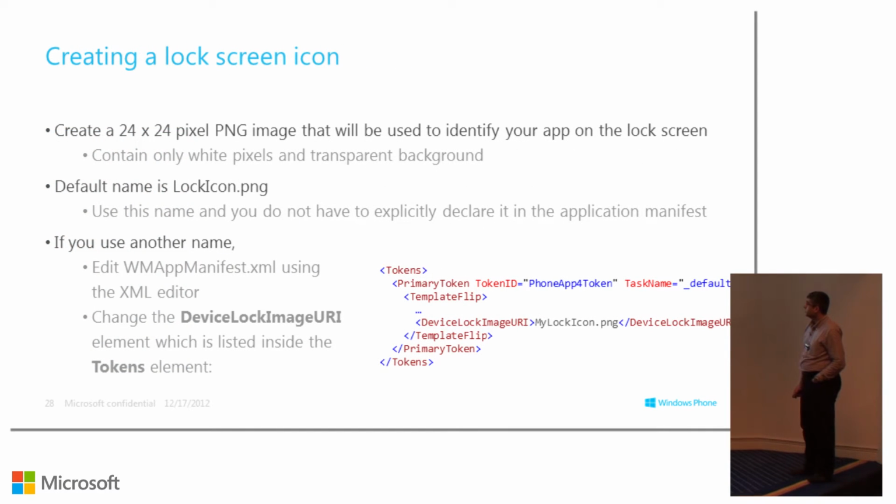Now what if you want to create a lock screen yourself? What you could do is create the tokens and provide the lock screen icon, right? You put this in the WMAppManifest. Now unfortunately there is no UI to do this. You will have to do this in code, and the criteria is that you need this icon to be 24 by 24 pixels.